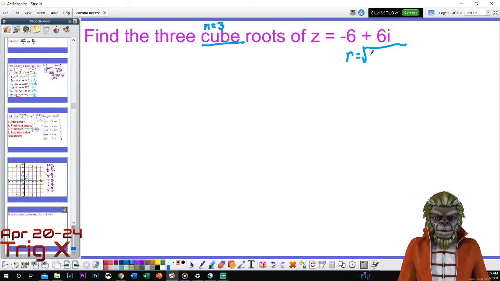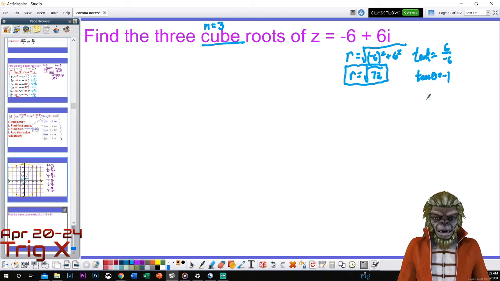Okay, hopefully you have paused and you figured out that negative 6 squared plus 6 squared is the square root of 72. Now when we did the same problem before, I had you go ahead and reduce that. However, this time I'm not going to reduce it, and I'll show you why in the end. Next, I'm finding the tangent of 6 over negative 6. That's the tangent of theta equals negative 1. Sorry, I forgot my theta.